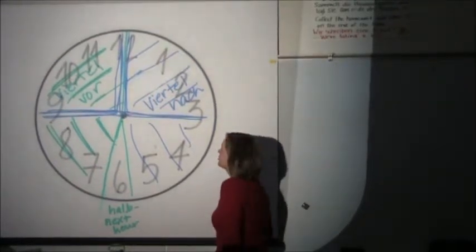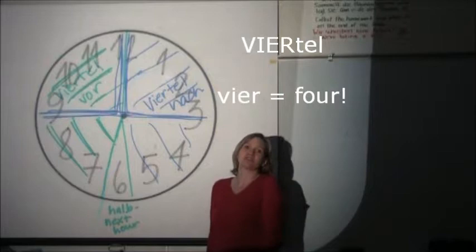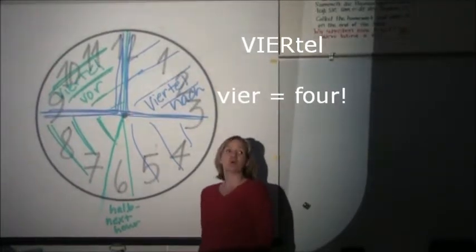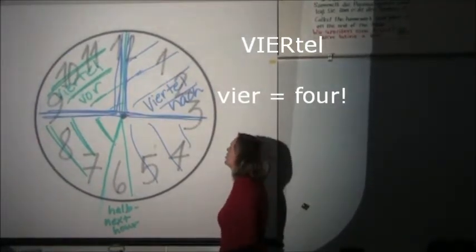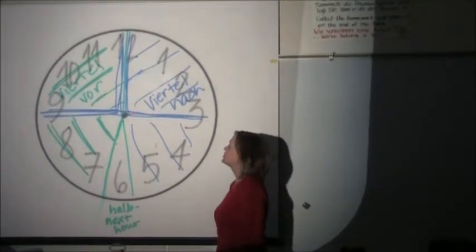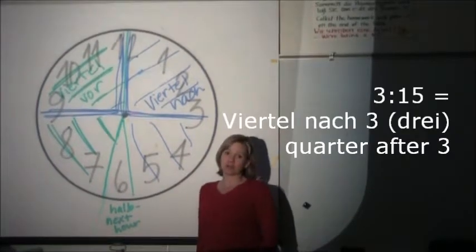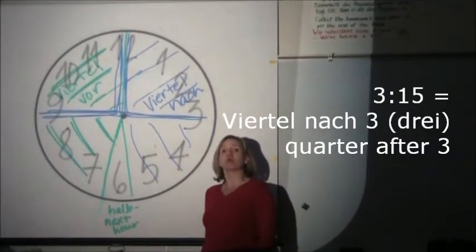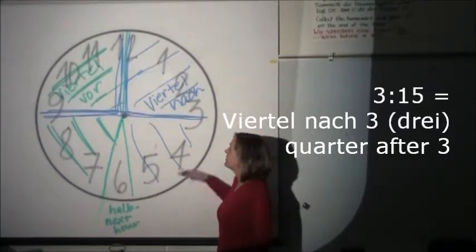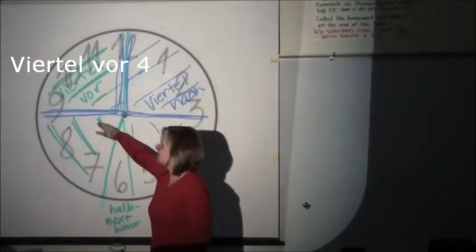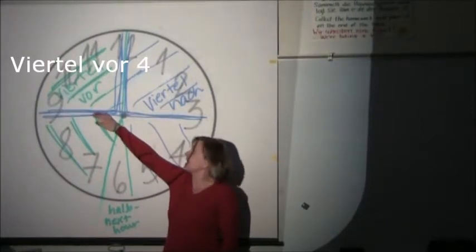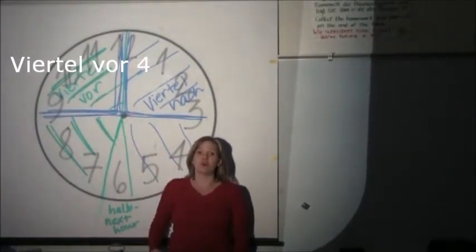I'll bet you see the number 4 right in there, vier. So it's a Viertel of the hour. It's 1/4 of the hour. So it makes perfect sense. So 3:15, the cool kid way, is Viertel nach 3, quarter after 3. Then, to go the other direction, if I want to say it's quarter to the hour, I say Viertel vor.